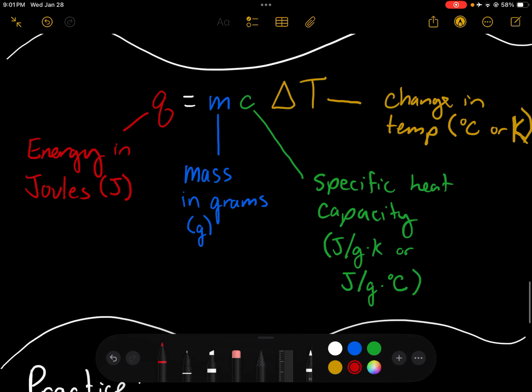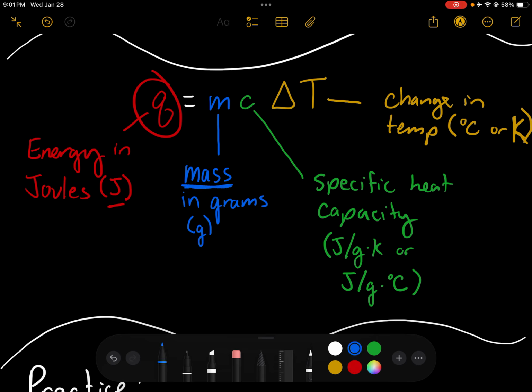All right, so we understand all that now. Let's talk about Q equals mc delta T. This formula is what we're going to be using next week. It's the formula we use for calorimetry, and it has a few different parts. Q is energy in joules, specifically joules, not kilojoules. So if you get an energy value in kilojoules, you'll have to convert it.